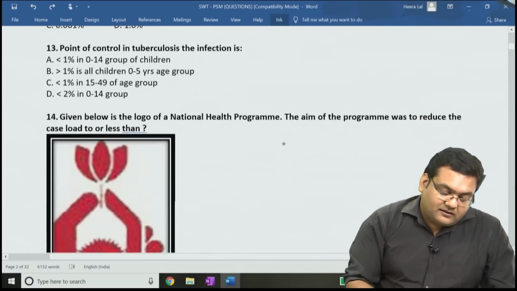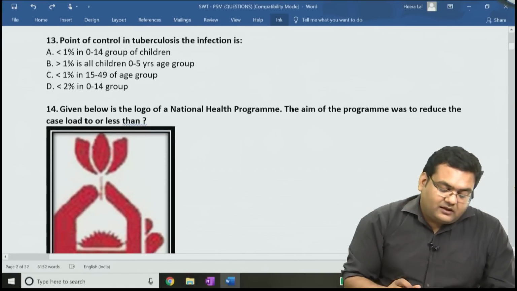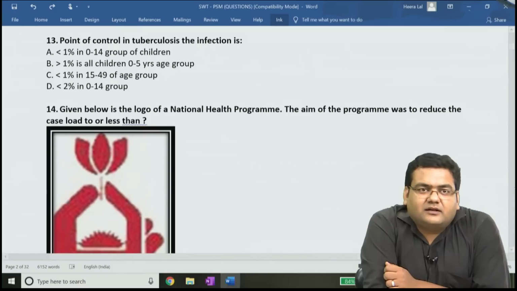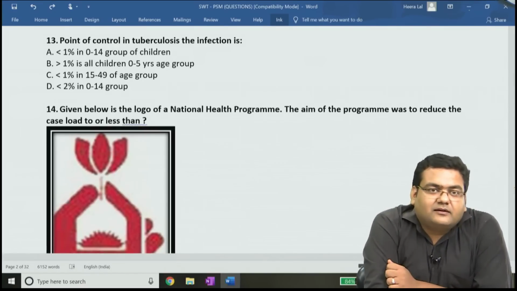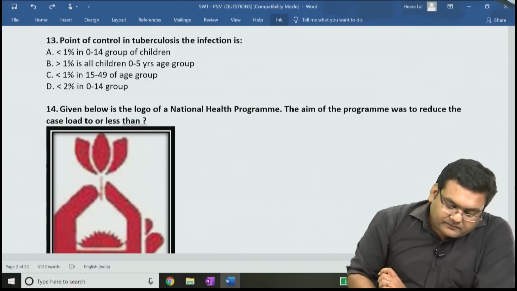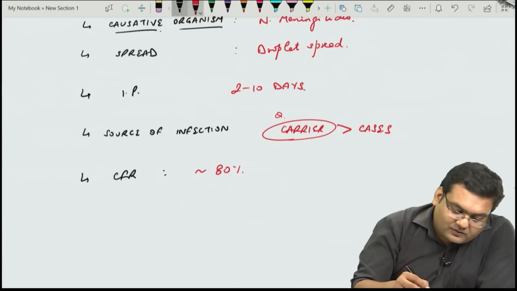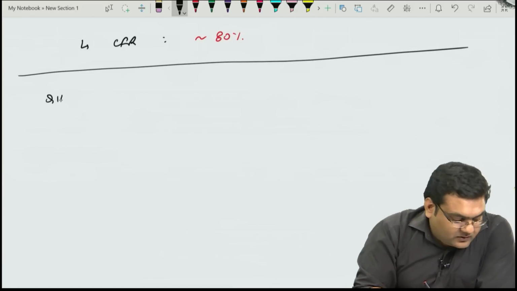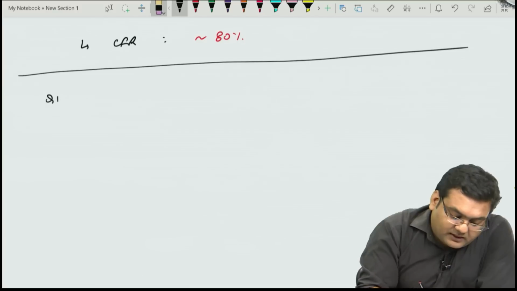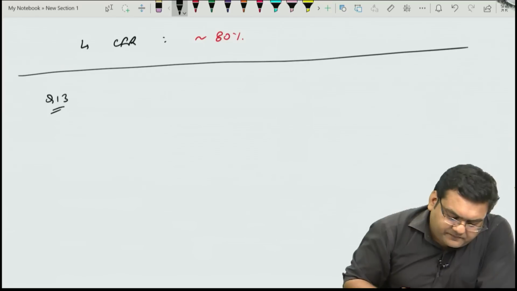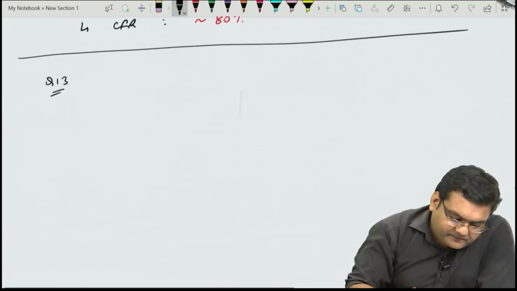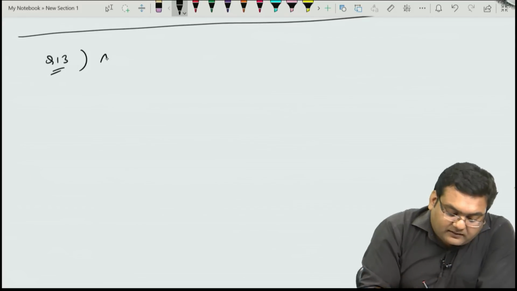Next question, that is question number 13. What is the point of control in tuberculosis? The correct answer is option A, that is less than 1% in the 0 to 14 group of children. Let us solve this question. Sorry, question number 13. Correct answer is option A.